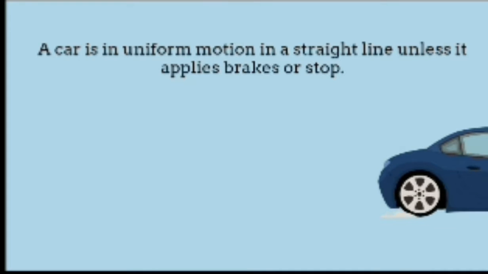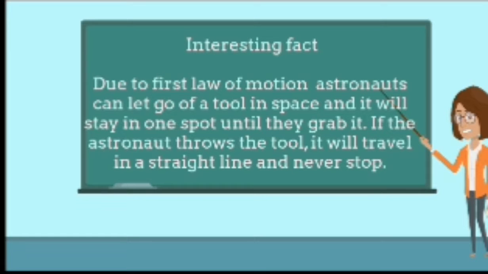applies brake or stops. Interesting fact, due to the first law of motion, astronauts can let go of a tool in space and it will stay in one spot until they grab it. If the astronaut throws the tool, it will travel in a straight line and never stop.